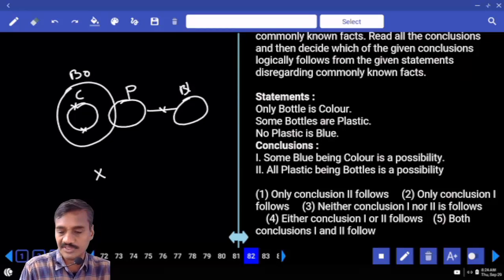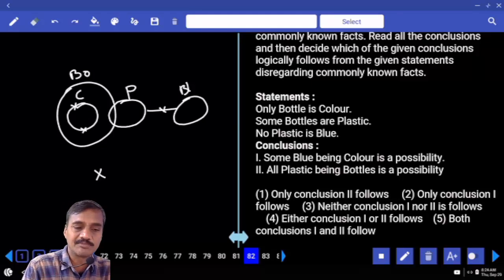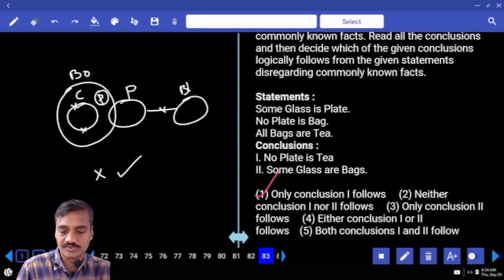Then the next one. All plastic is bottles: this entire plastic is a part of bottle. Yes. Hence what is your answer? Only 2. Choice 1, question 82.